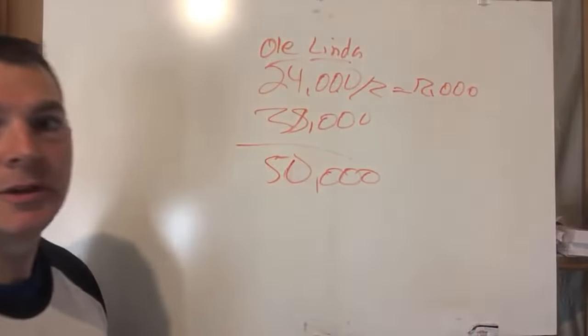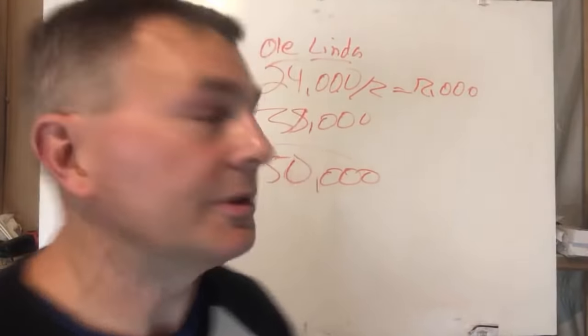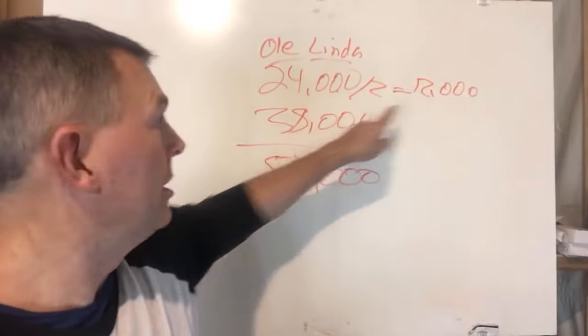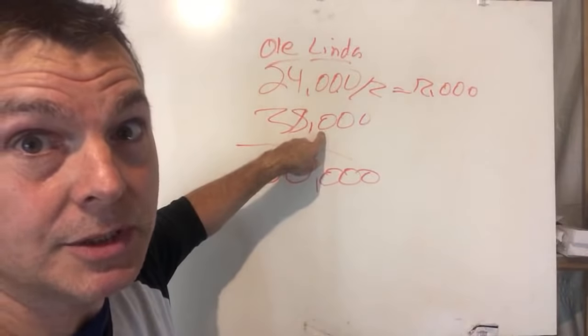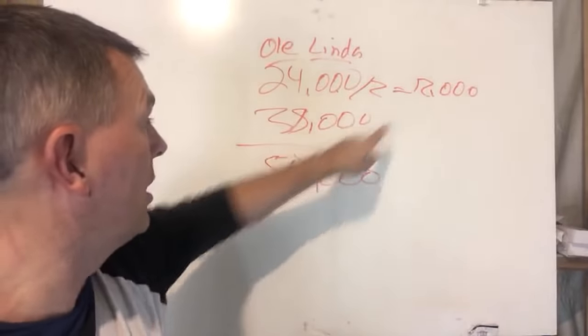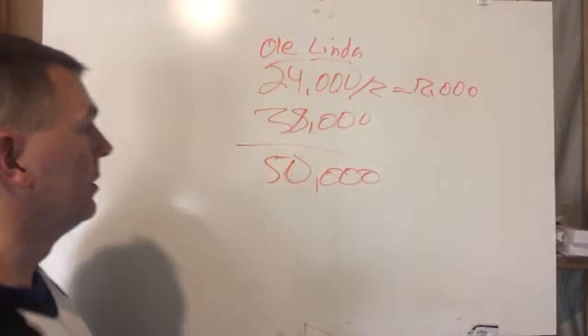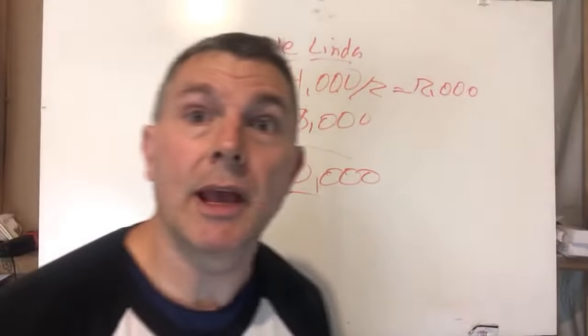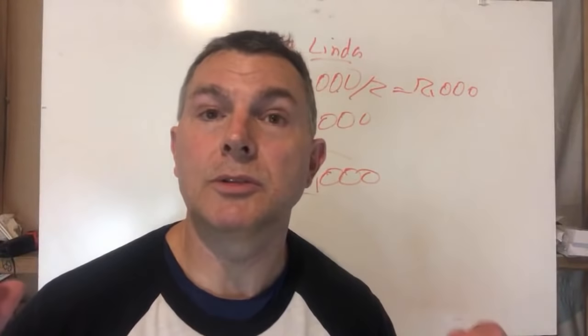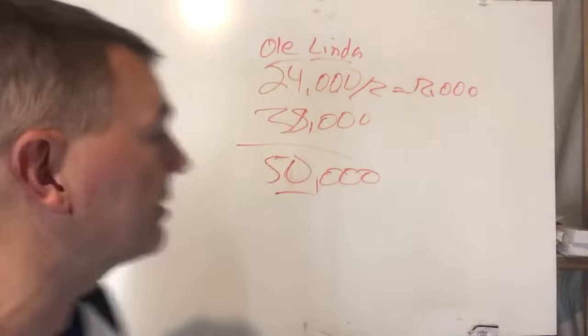Because this right here is 12. That makes sense? So you take half of your Social Security benefit. In Linda's case, her Social Security benefit is $24,000, so we're taking half of that. It's $12,000 plus the $38,000 you have as a pension, and that's $50,000. That is your provisional income. Now we have to figure out how much of your Social Security benefit is subject to taxation.